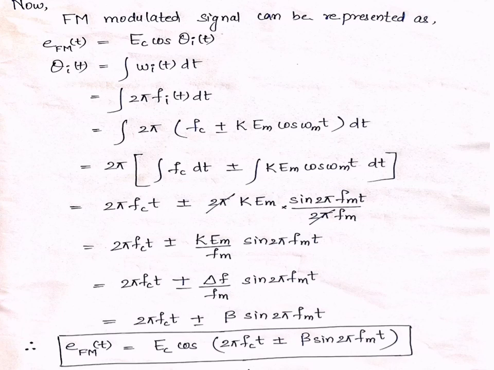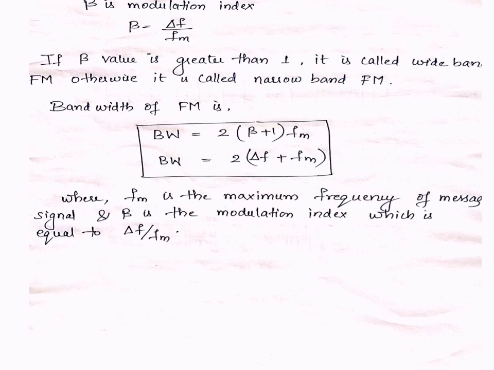Now again, we have got the value of theta it. Now we have to replace theta it in our equation of EFMT. So your EFMT becomes EC cos, in place of theta it we have written 2 pi fct plus minus beta sin 2 pi fmt. Okay, where beta is your modulation index, as I have told you, beta is equal to delta f by fm. If beta value is greater than 1, it is called wide band fm, otherwise it is called narrow band fm.